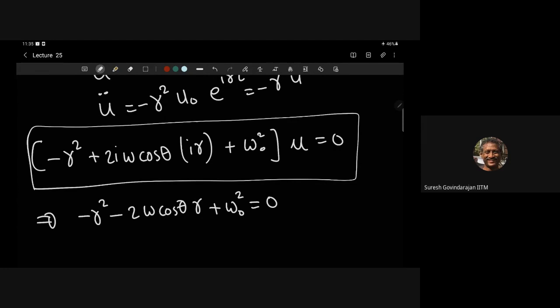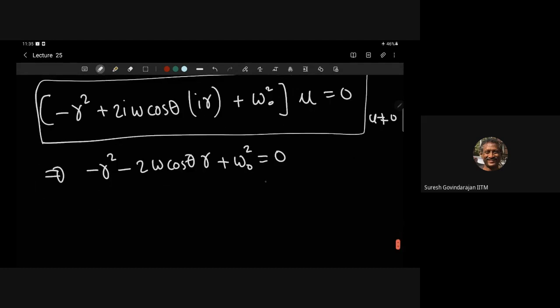Is this fine? Do you understand? This equation has to hold for u not 0. Otherwise, if u is 0, there is nothing going on, right? There's no deflection, and we know that's not true. We have to solve this, and we can solve it as a quadratic equation.